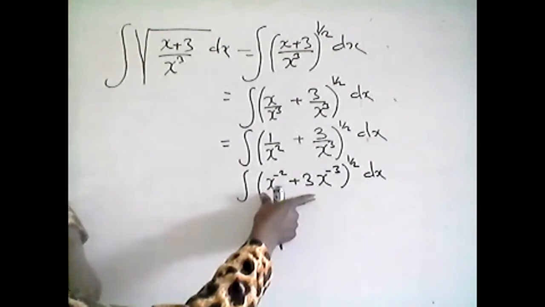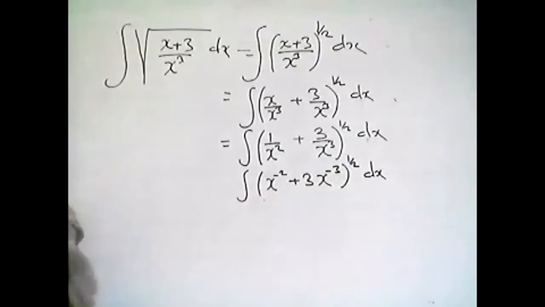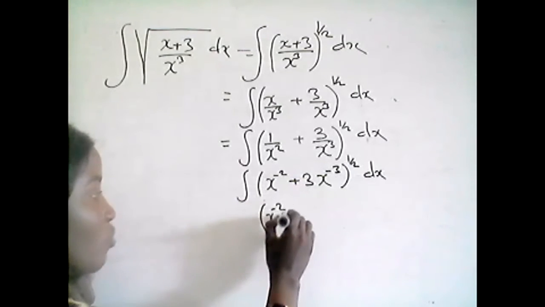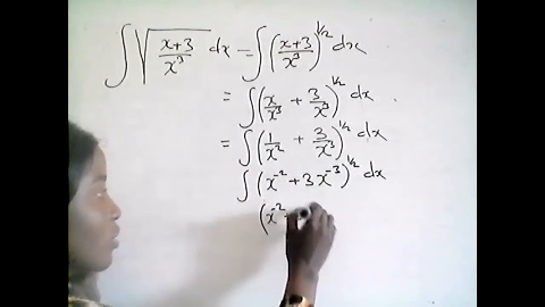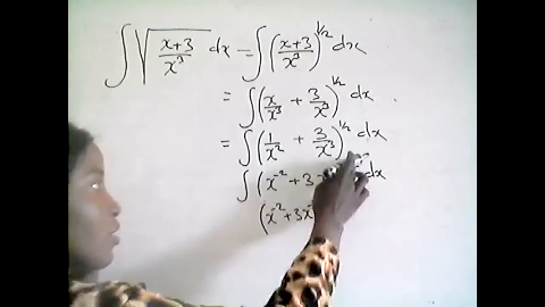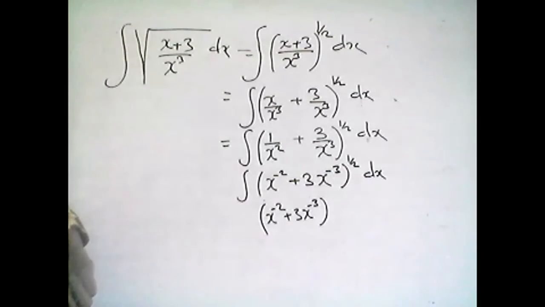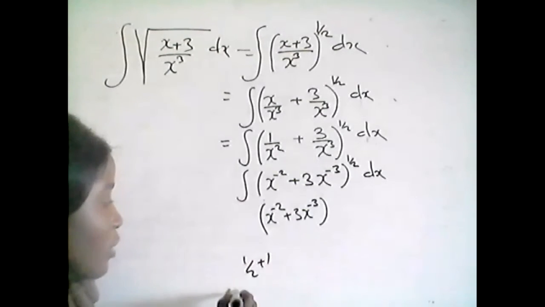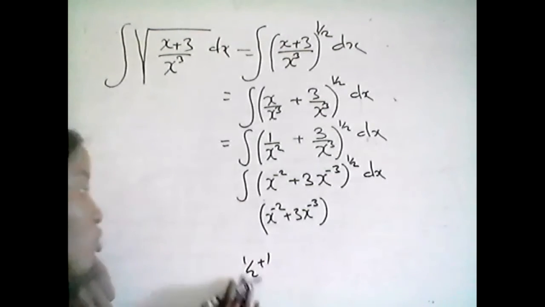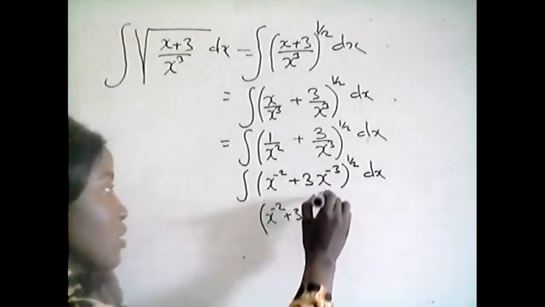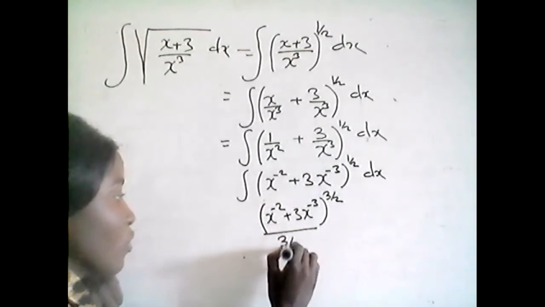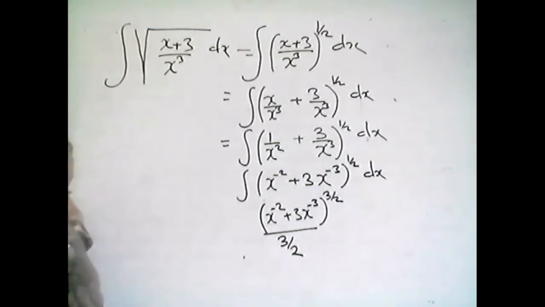Now when you have reached this stage, when you integrate, look at the power first of all. When you integrate that thing, it will be the whole thing, x to the negative 2 plus 3x to the negative 3, then 1 over 2 plus 1. So 1 over 2 plus 1 will give us 3 over 2. Remember what you get here, you divide. So we're going to have 3 over 2 divided by 3 over 2. We're done with the first part.